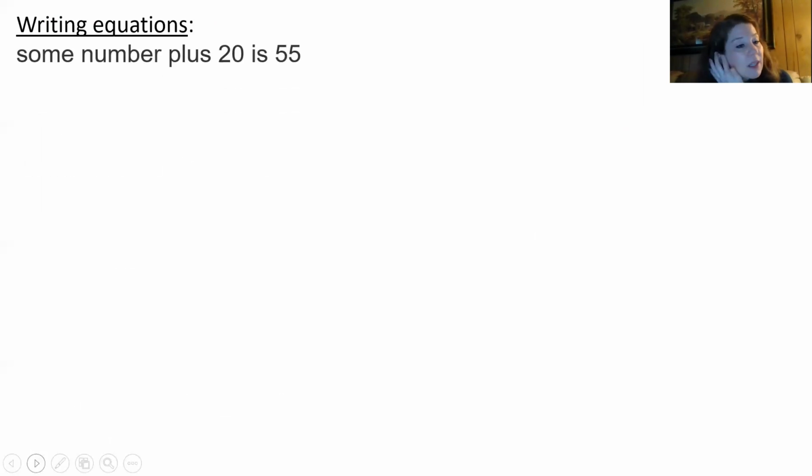All right, now on this screen, we're going to be writing equations. Equations have equal signs, right? Also on this screen, we're going to be solving equations. So look at the first one, some number plus 20. Now, when you see the word is or equals, that is always your equal sign. So some number, what does that mean? Any variable. We know what plus 20 looks like. And now we see equals is 55. Now we could actually solve for the variable by doing the opposite, the inverse.